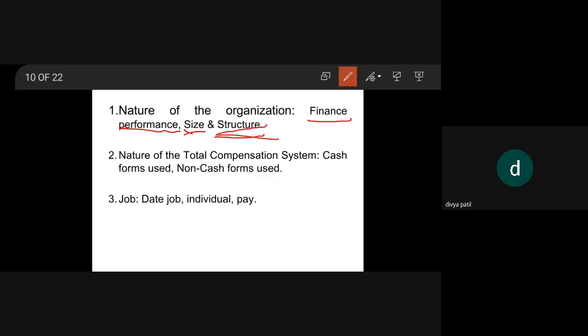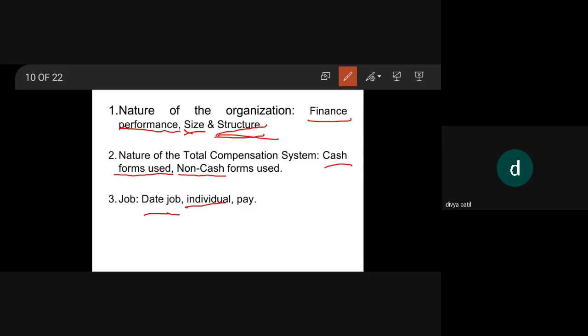Second is the nature of the total compensation system. As I told you, whether they are giving it in the form of cash or in non-cash form, as benefits and allowances. Then we have the job itself, with respect to the date of the job. On that date, what is the value of the job and how much demand has been created by the job in the market.